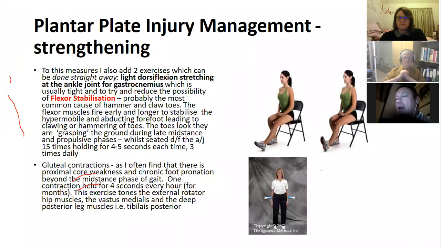Now, strengthening. There's no strong research behind this, but generally, people who get a plantar plate tear will often have tight calf muscles, tight gastrocnemius. Now, gastrocnemius, when it's tight, along with soleus, is one of the major causes of subtalar joint and metatarsal joint pronation beyond mid-stance. It's the only way dorsiflexion can be got through the subtalar and metatarsal joints that isn't coming from the ankle joint because the gastrocnemius is tight.